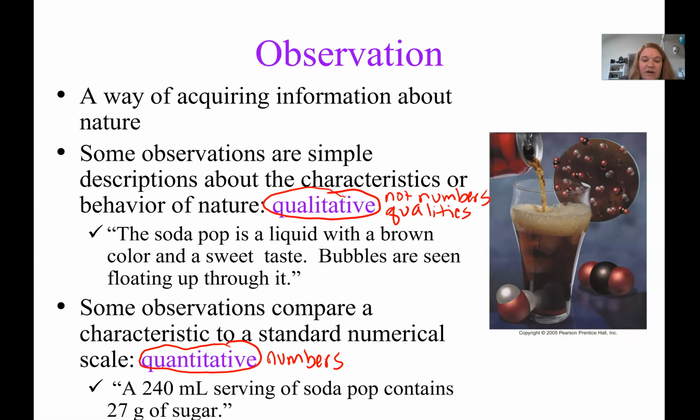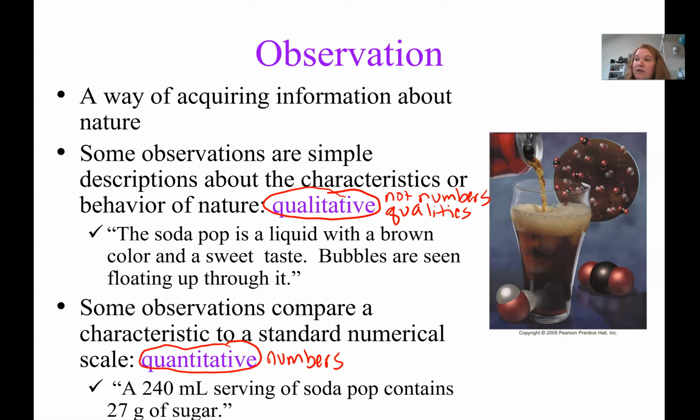The quantitative observations usually require some type of instrumentation to do some measurements. So the quantitative observations here are that a 240 milliliter can of soda contains 27 grams of sugar. Now this is something that we can gain from the nutritional facts on the can or the bottle, but it is something that somebody had to measure along the way. So these are our 2 types of observations.